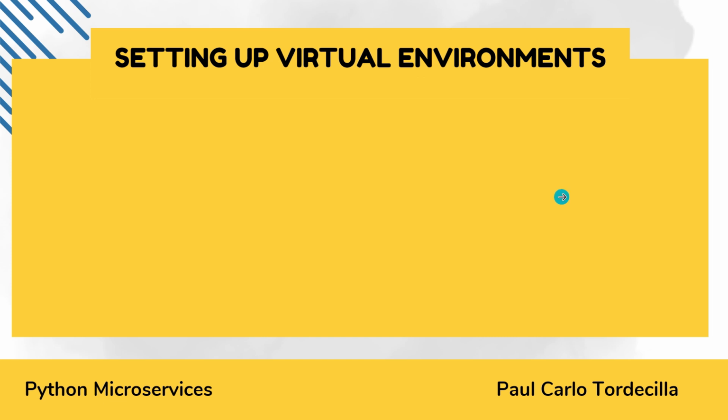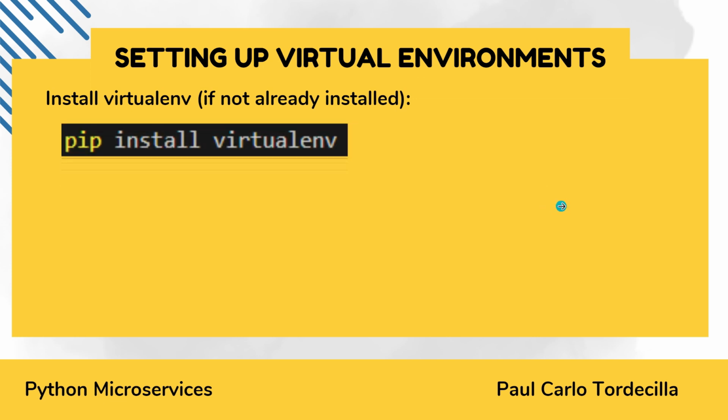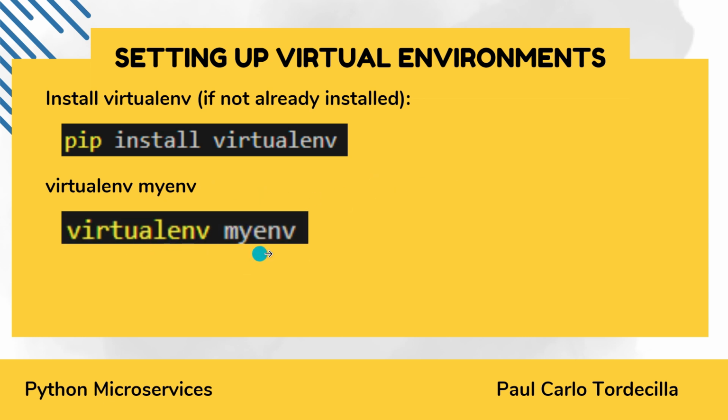Virtual environments allow you to create isolated environments for your Python projects, ensuring the dependencies do not interfere with each other. Let's see how to create and activate a virtual environment. First, we need to install virtualenv. Run pip install virtualenv in your command prompt or terminal. Next, create the virtual environment: virtualenv myenv.